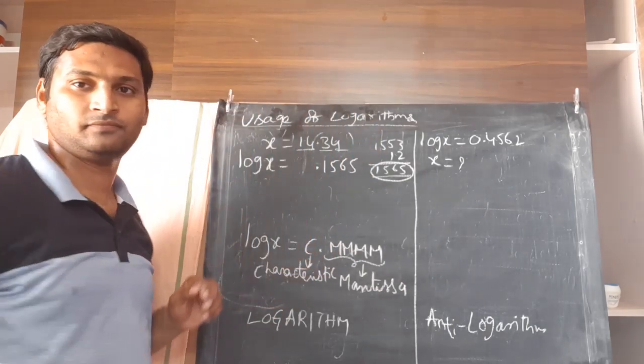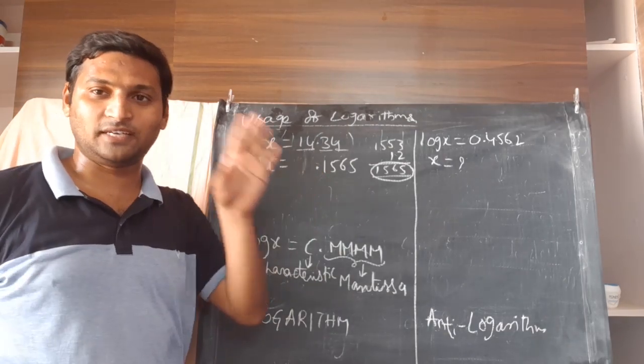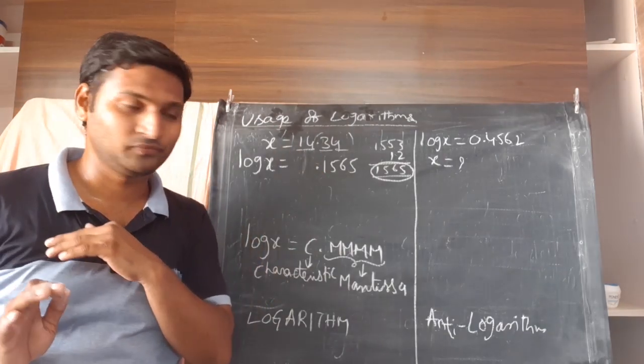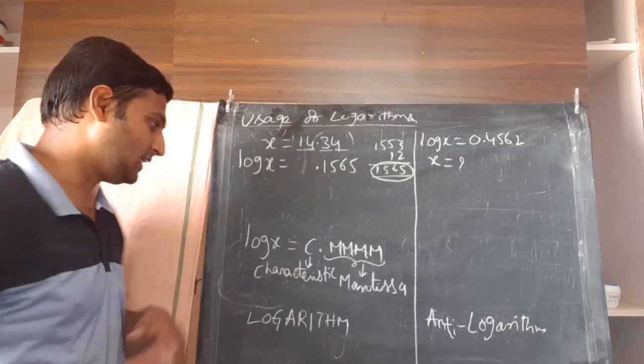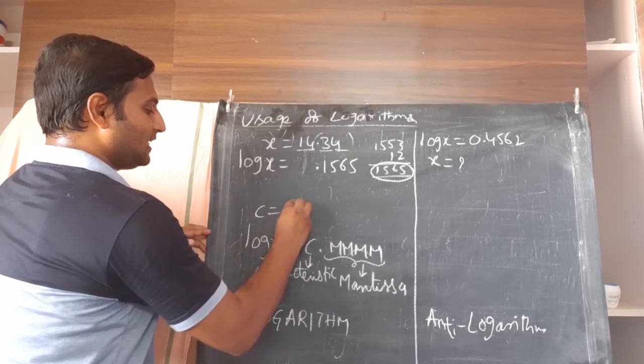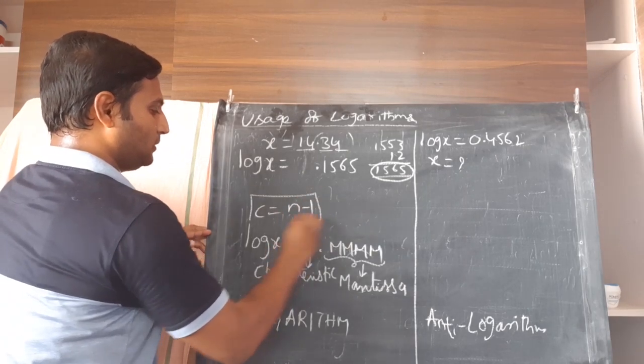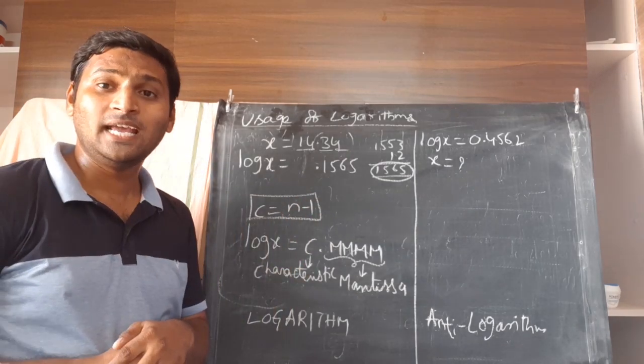0.1565. You should put them as 0.1565. Your mantissa is clear. Then how do I get the characteristic? That is the value before the decimal. The answer is: characteristic is equal to n minus 1. Please remember, characteristic is equal to n minus 1.